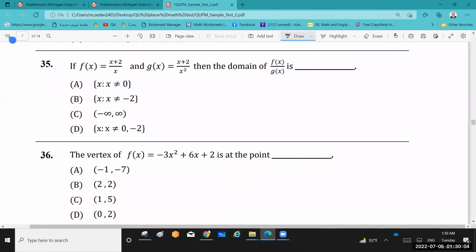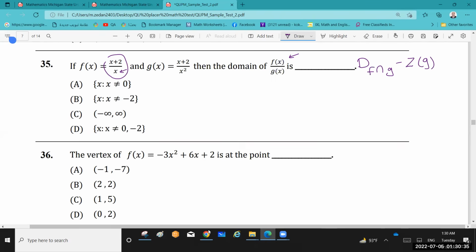35, f of x is x plus 2 over x and g of x is this. Find the domain of this. To find the domain of the division of 2 functions, you find the domain of f intersection g minus the set of zeros of g. This is the rule for the domain of the division of 2 functions. Okay, so what is the domain of f? Domain of f, all real numbers except 0, because when x is 0, f is undefined.